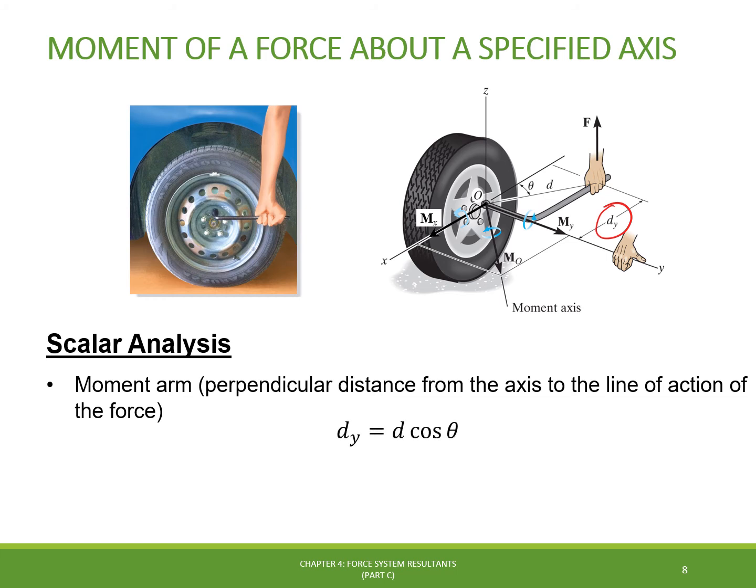We calculate this quantity by taking the cosine of the inclination angle theta of the distance d, and apply the scalar formulation of the moment to get its magnitude. According to the right-hand rule, Mi is directed along the positive y axis, as shown in the figure. In general, we can use this scalar formulation to calculate the moment about any specified axis A.